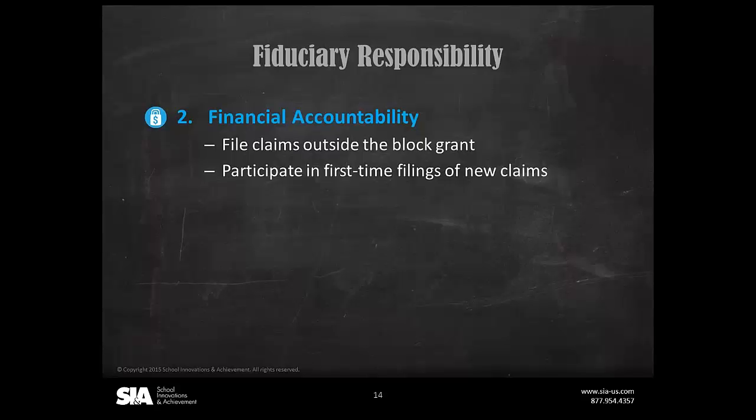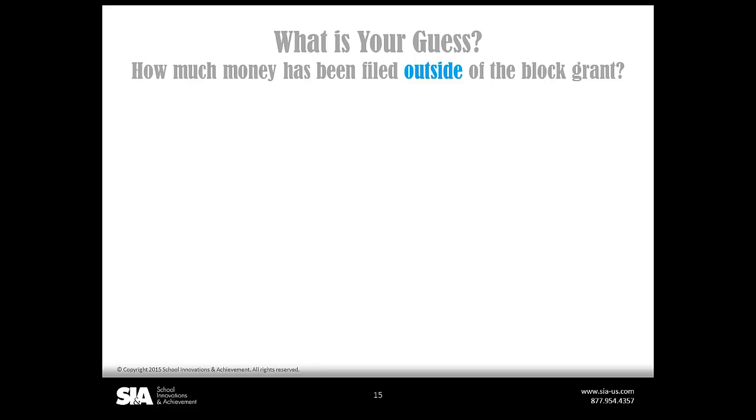All right, now we've been talking about risk management as one part of good governance. The second part is financial accountability, and there are really two opportunities to recover from the cost of these mandate programs. One is file claims outside of the block grant. The second one is participate in first-time filing of all new claims. Now here's why it's important to file claims outside of the block grant.